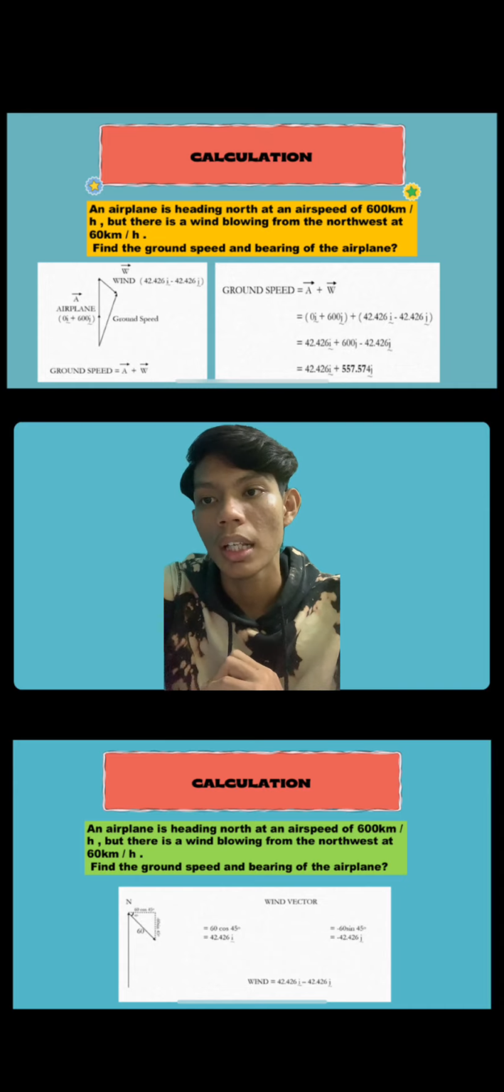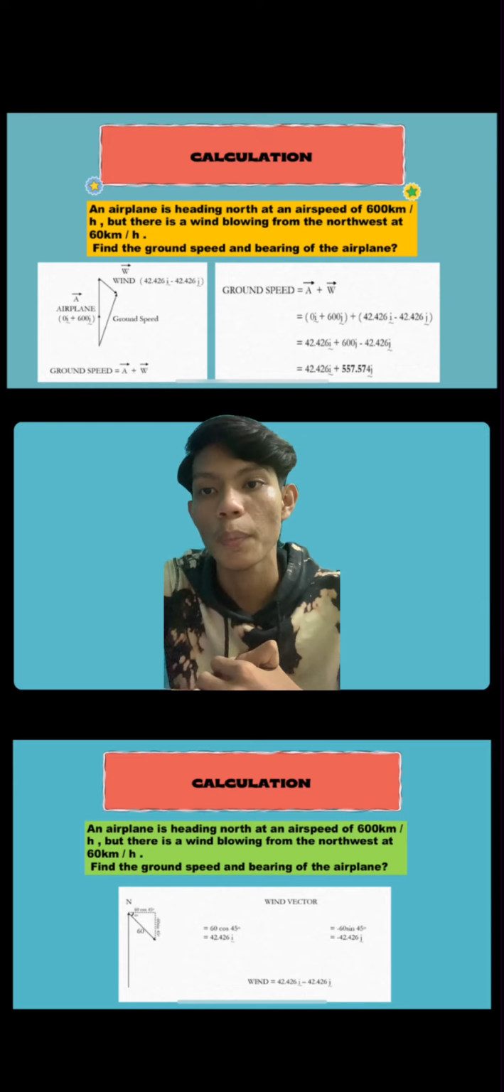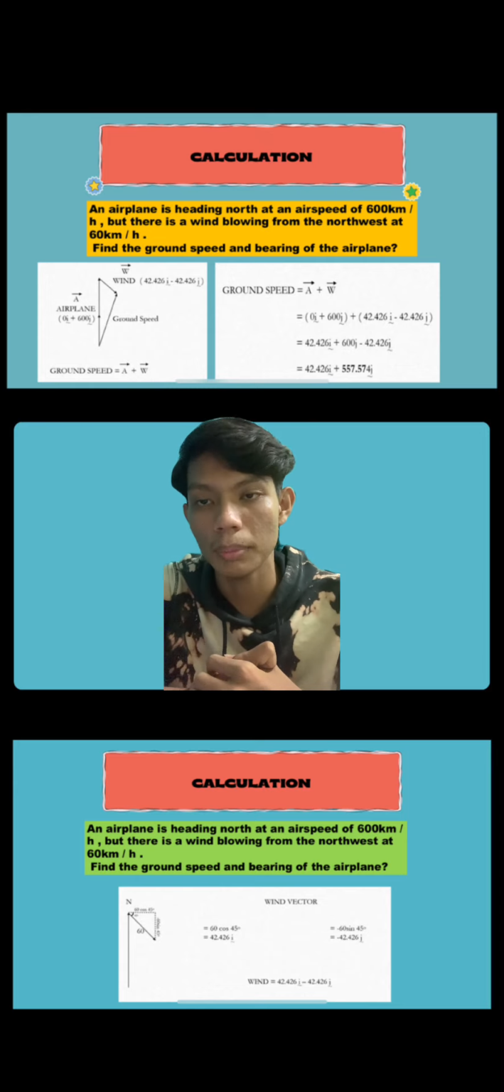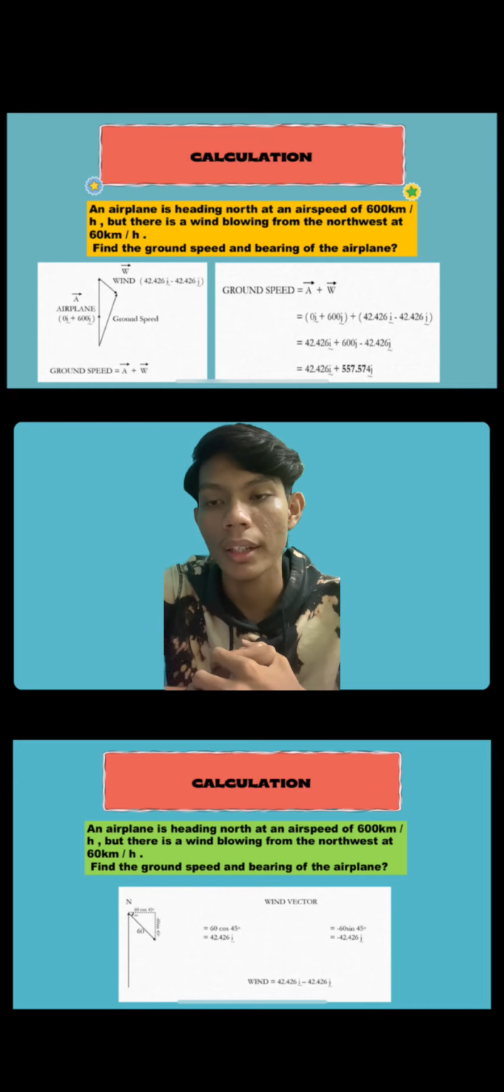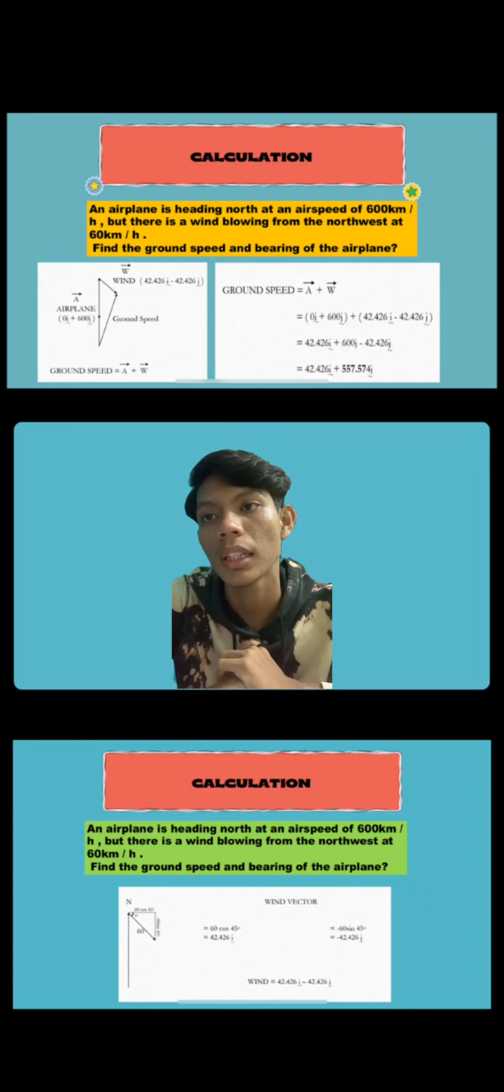First, 60 cos 45 degrees equals 42.426 i, and beside it, negative 60 sin 45 degrees equals negative 42.426 j. So the wind equals 42.426 i minus 42.426 j.